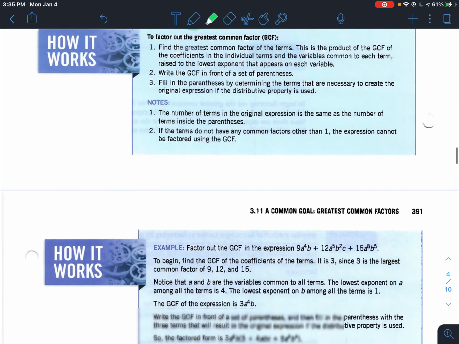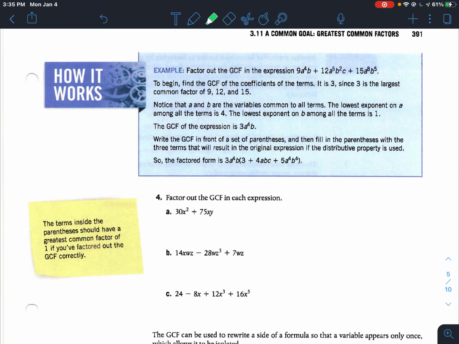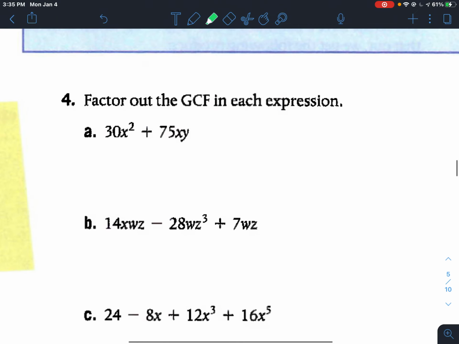All right, and some more notes if you want to read through that, go ahead. Otherwise, let's take a look at number 4. It's pretty much the same thing that we've done. This time, the directions actually say to factor out the GCF, which is what we just did in the other one. I just made everyone go a step further than we needed to.